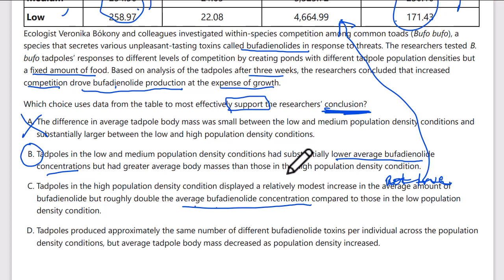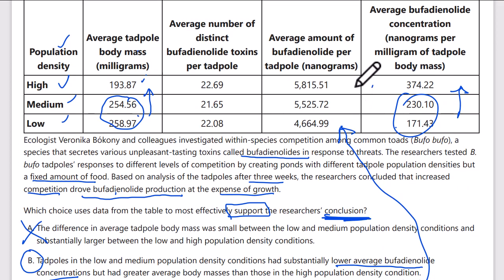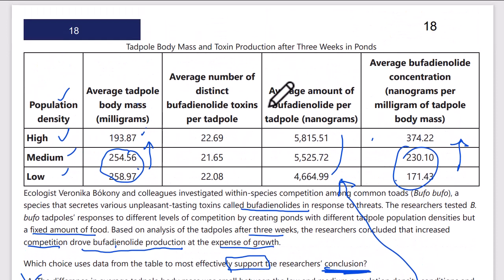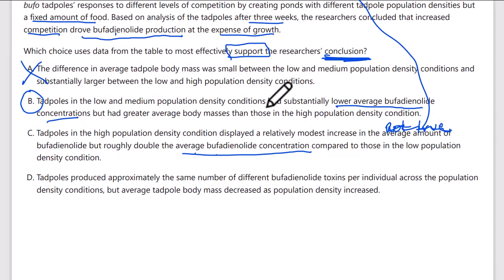Let's read it one more time. Tadpoles in the high population density condition displayed a relatively modest increase in the average amount, but roughly double the average concentration compared to those in the low population density. So they definitely doubled the concentration. The fact that they only went up modestly in the total amount is really not saying too much. The conditions are lower body mass, higher concentration of toxin per body mass. I think that's the wrong column there. That's not going to be right.